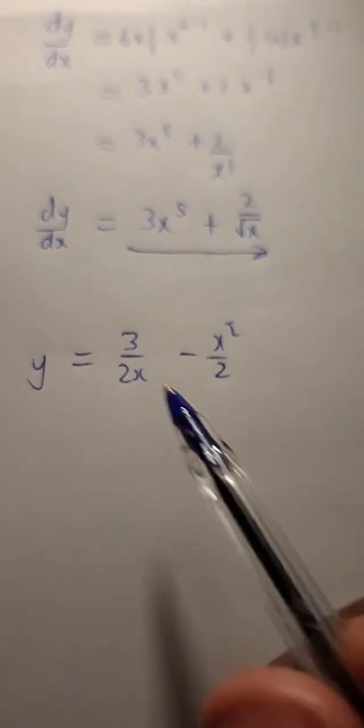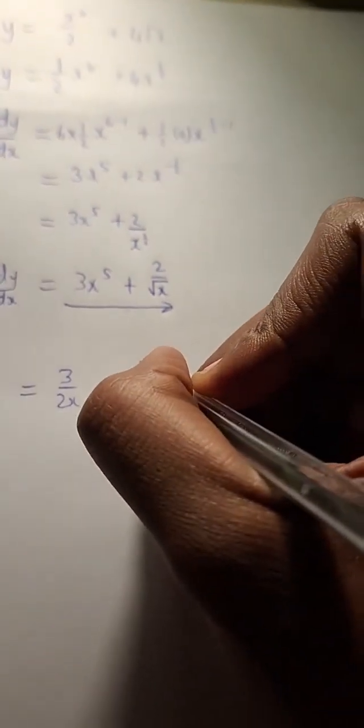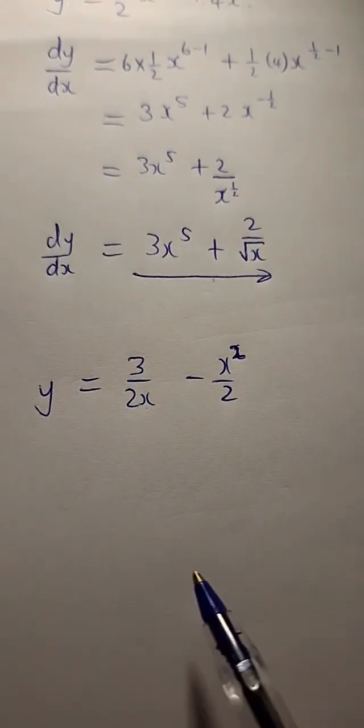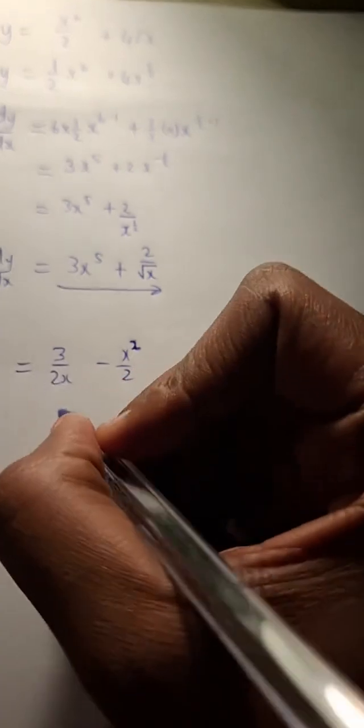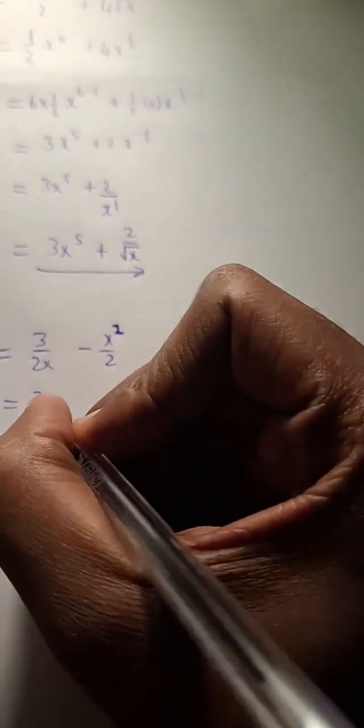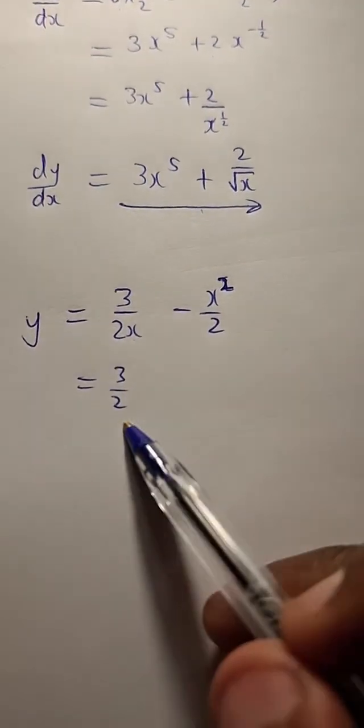So let's go back and do what we know how to do best. Firstly, we write down the function. Y is equal to 3 over 2x minus x squared over 2. Happy days, isn't it? Then, like I said, all variables that are in the denominator must be made to be in the numerator. How? 3 over 2 here will become 3 over 2. Coefficient is well defined, it's 3 over 2.